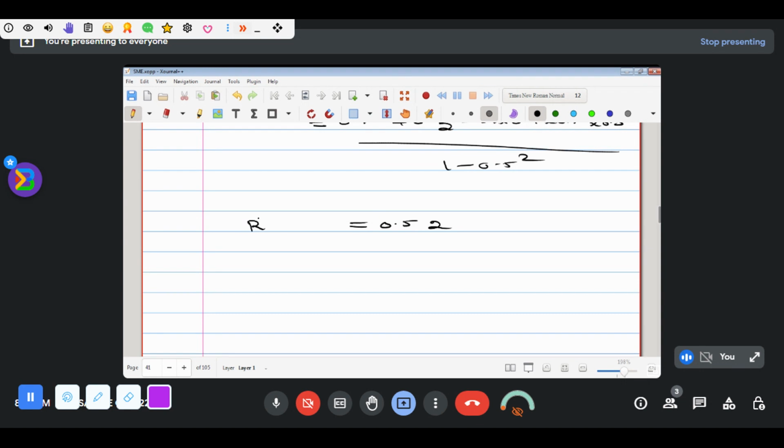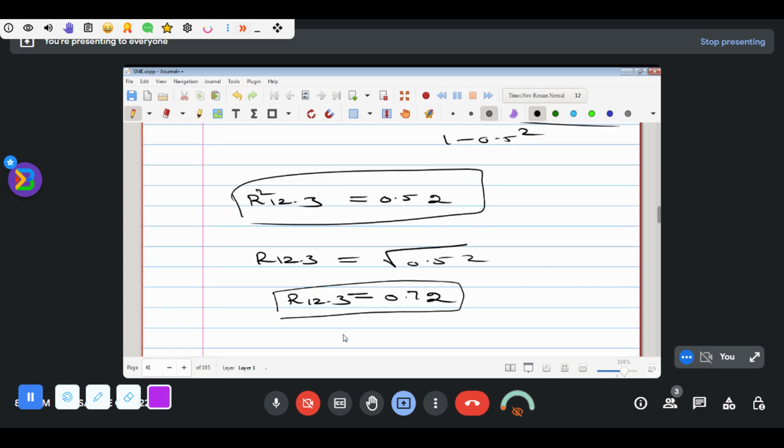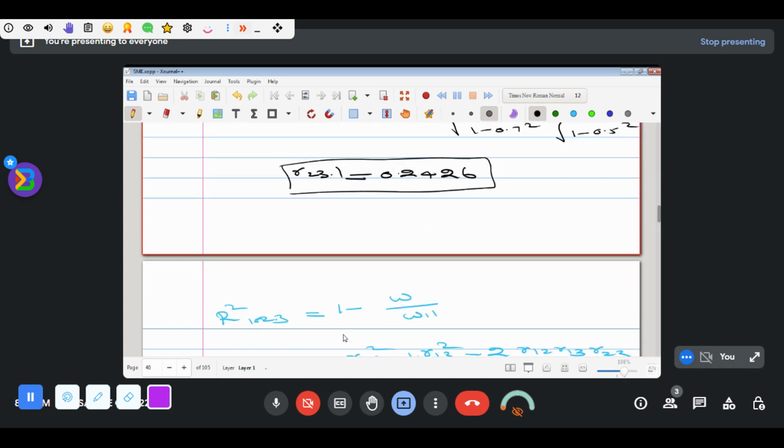This result is called R squared 12.3. But our question asks only for R, without the square. Therefore, I am using that R 12.3. I am taking the square root on both sides, which gives the result 0.52. That's 0.52. The end result is 0.72. We are taking the square root, therefore the end result is R 12.3 is 0.72. Also, next question.